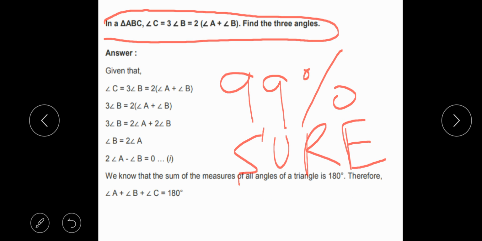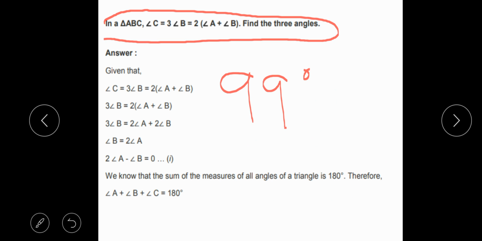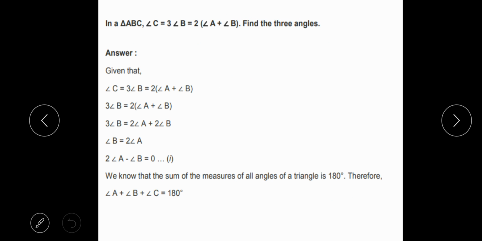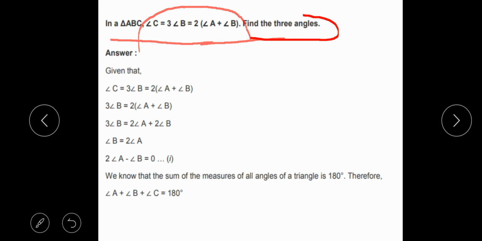Now what is the question? The question is, in triangle ABC, angle C is equal to 3 times angle B is equal to 2 times angle A plus B. This relation we have been given, and what we have to find? We have to find all 3 angles of the triangle.